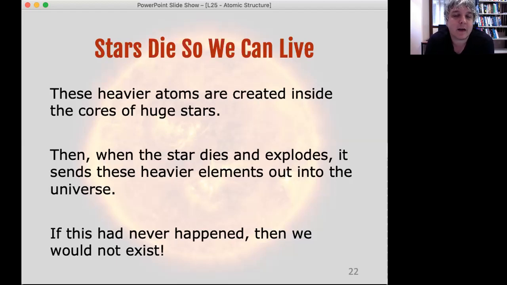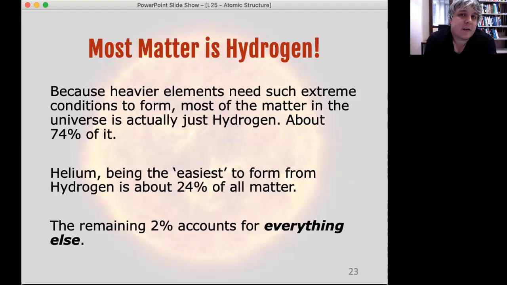Everything that we are made of, carbon, oxygen, nitrogen, all of those, they're all made in stars, and the only way they get released from the stars is when the stars die and explode. Because heavier elements need this kind of extreme force and pressure, these extreme conditions, in order to be formed, it means that most atoms, most matter in the universe is actually just hydrogen. About 74% of all the mass in the universe is hydrogen.